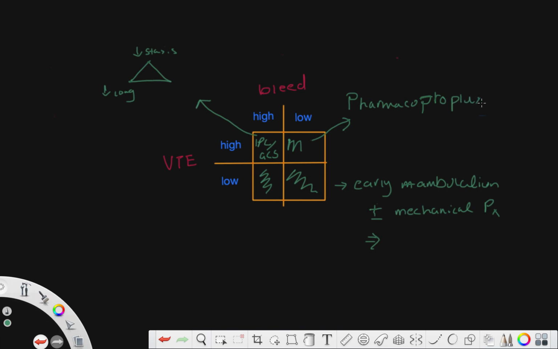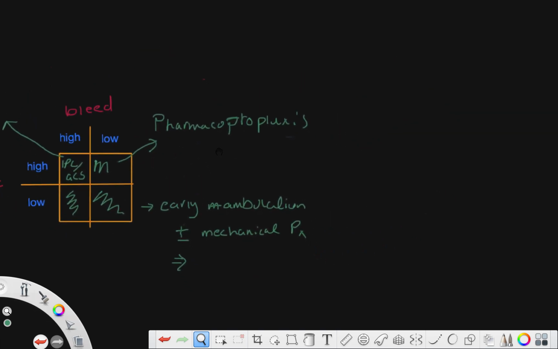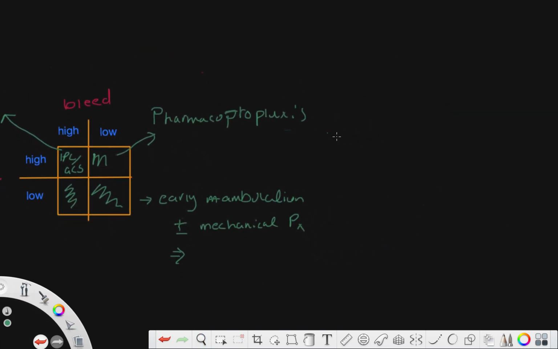When we use pharmacoprophylaxis, that's plenty, and we don't need to use mechanical prophylaxis for these patients, for basically the same reasons. So what are some agents that we can use in patients that are at high risk of VTE and low bleeding risk?